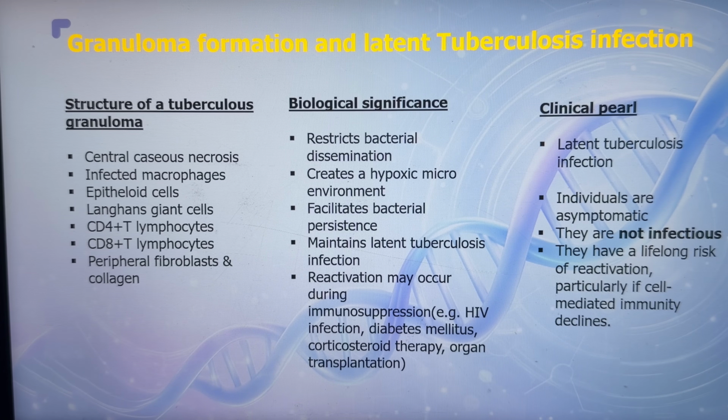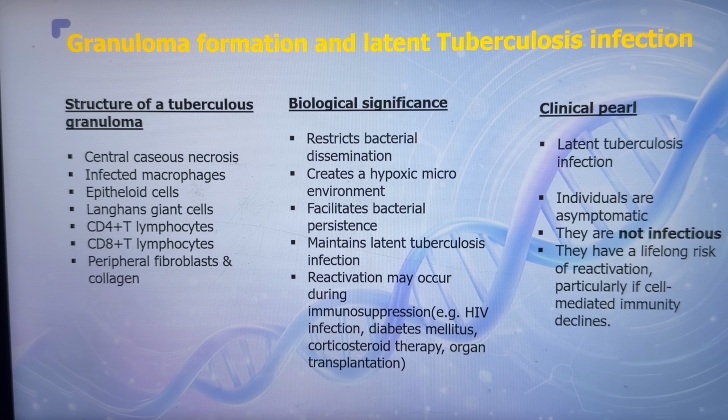Structure of a tuberculous granuloma. A tuberculous granuloma is not simply a collection of inflammatory cells. It is a highly organized immunological structure created by the host to contain, but not necessarily eradicate, Mycobacterium tuberculosis.